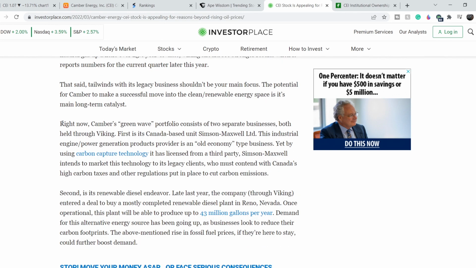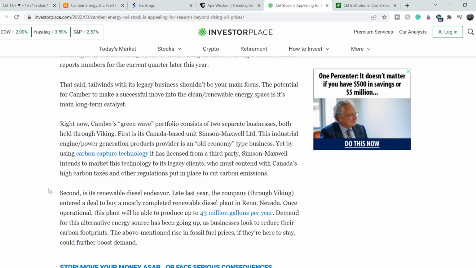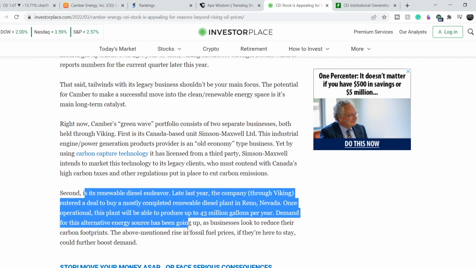And let me quote you this: right now, Camber's green wave portfolio consists of 2 separate businesses, both held through Viking. First is its Canada-based unit Simpson Maxwell Limited. This industrial engine power generation products provider is an old economy type business. Yet by using carbon capture technology it has licensed from a third party, Simpson Maxwell intends to market this technology to its legacy clients who must contend with Canada's high carbon taxes and other regulations put in place to cut carbon emissions. And second one is its renewable diesel endeavor.